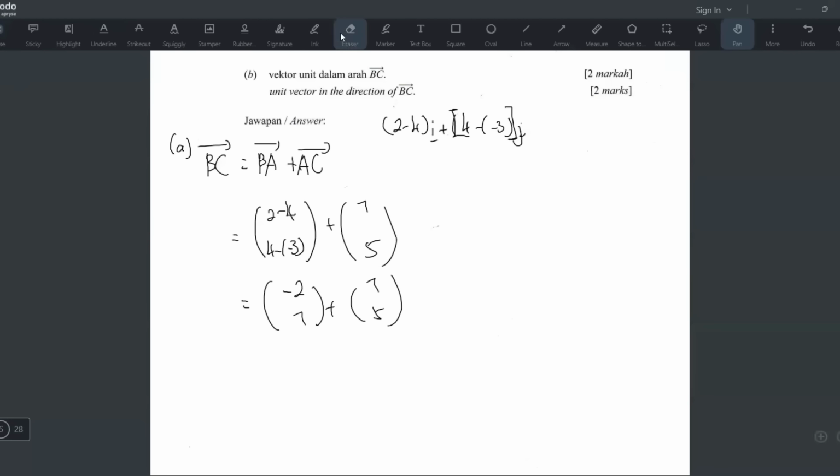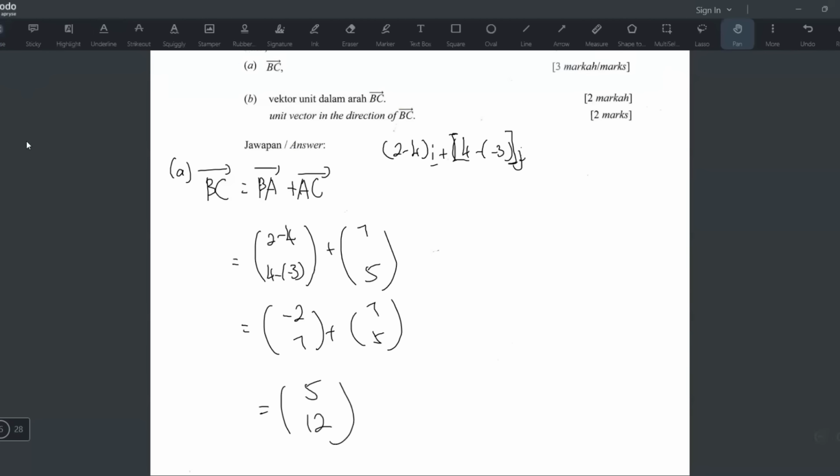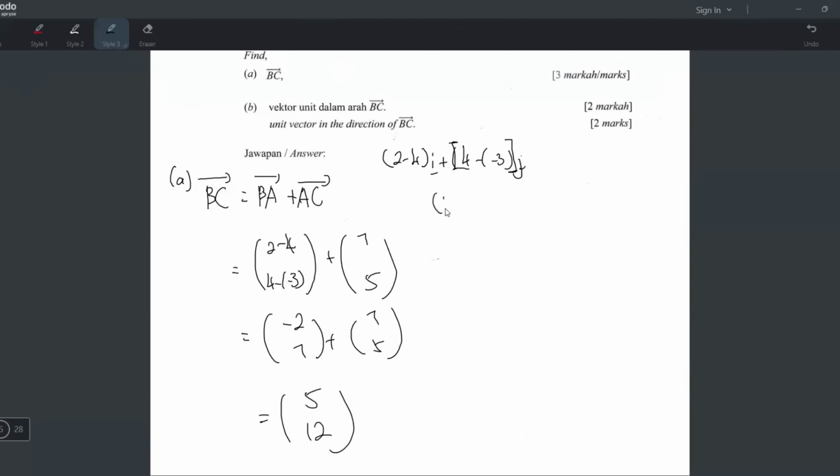And the final answer comes out already. So i with i add, j with j add. Negative 2 plus 7 is 5, 7 plus 5 is 12. So the answer is 5, 12, or you can say 5i plus 12j. Okay, next step, find the unit vector in the direction of BC. So, to find the unit vector, you need to know the formula.